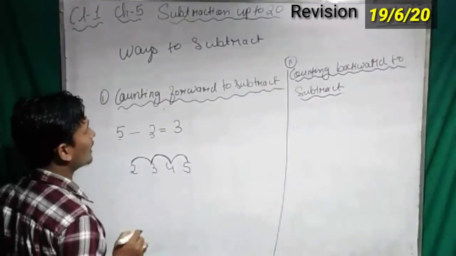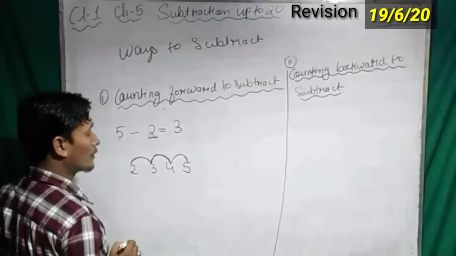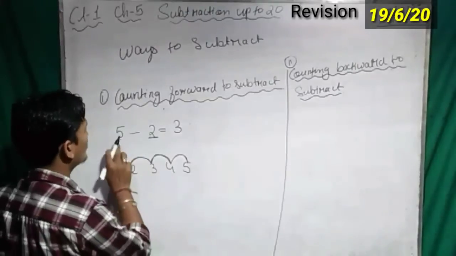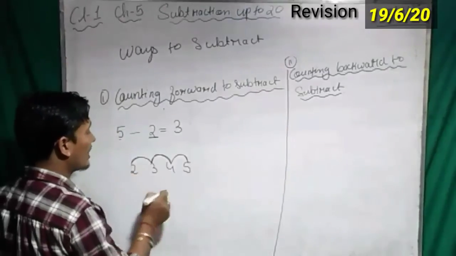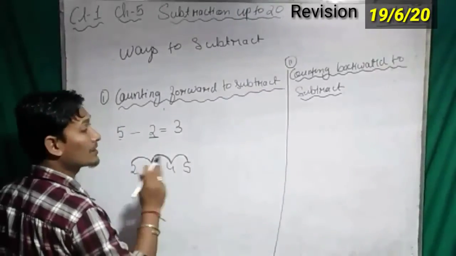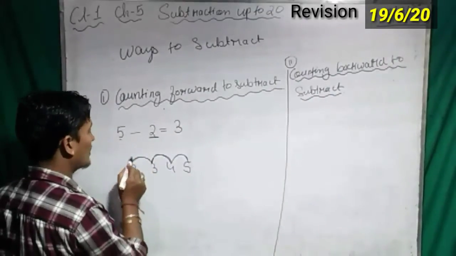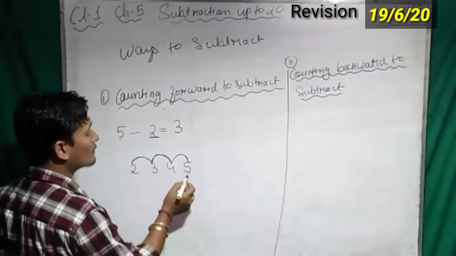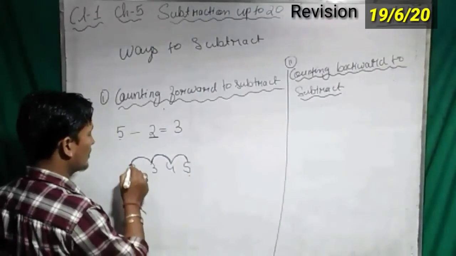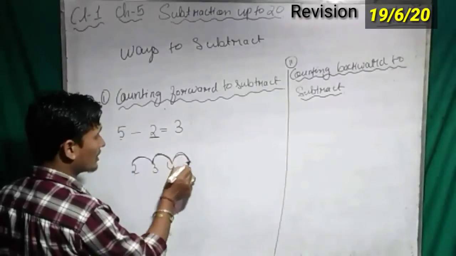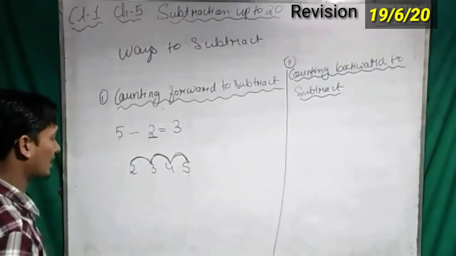Means when we are counting forward, we will start from the smaller number. Okay, and we have to reach the bigger number, whatever is given in the question. Then we have to jump up to that number. Suppose I started from 2 because 2 is the smaller number, and I have to reach which number? Up to 5. So how many steps do I have to jump? 1, 2, 3. So the answer is 3. Clear?